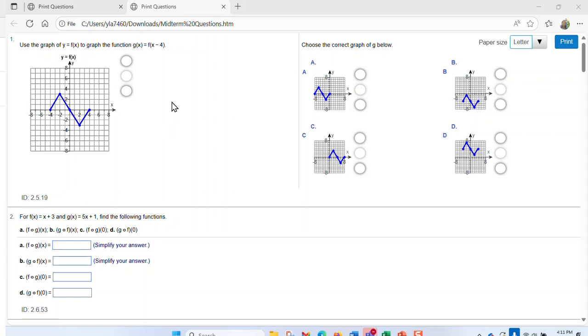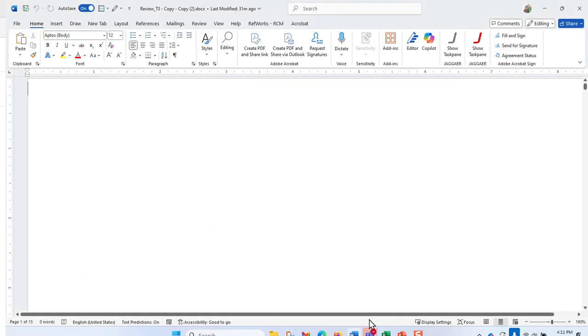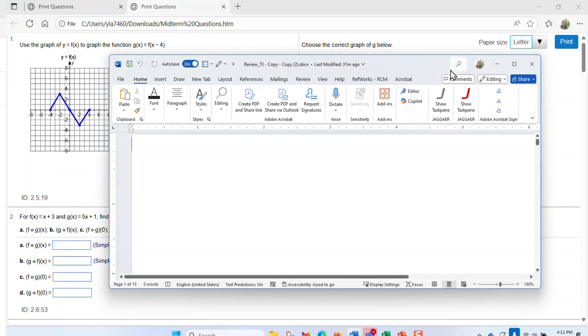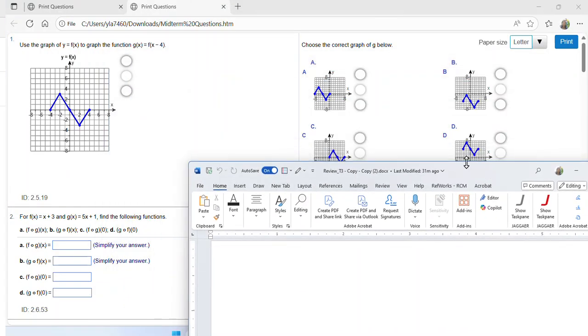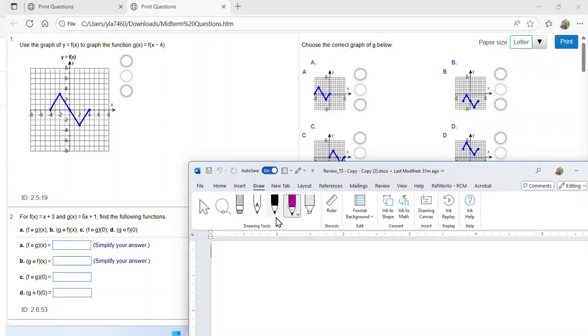Okay, so this is the optional midterm. The first one, you have y equal to f of x, and you want to graph the function g of x is f of x minus 4. So one thing here is you need to know the relationship of this g of x and f of x. We know g of x is equal to f of x minus 4.